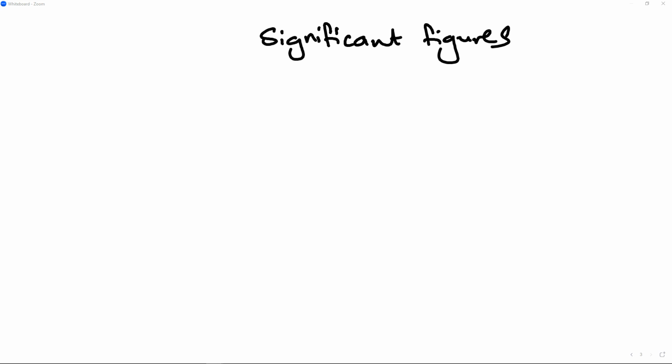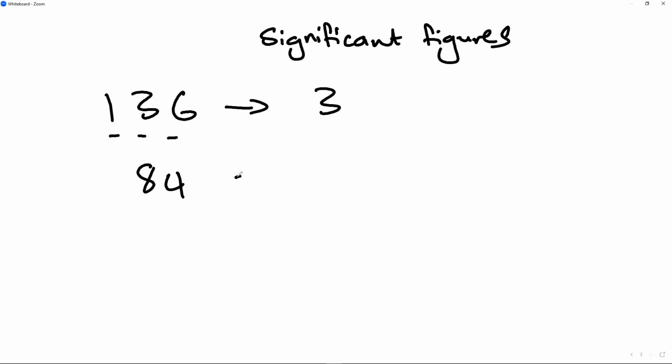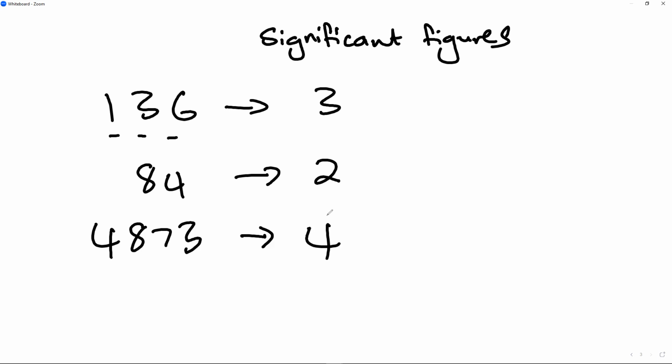So let's suppose I've got a number like 136. There's 3 digits over here, so that's going to be 3 significant figures. Okay? If I've got the number 84, that's going to be 2 significant figures. If I've got the number 4873, that's going to be 4 significant figures. It's pretty simple, right?